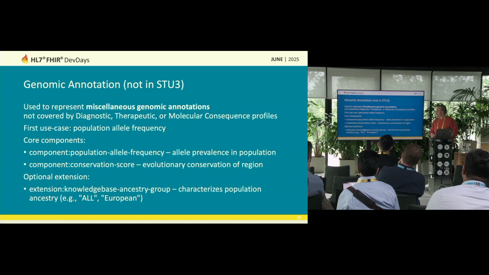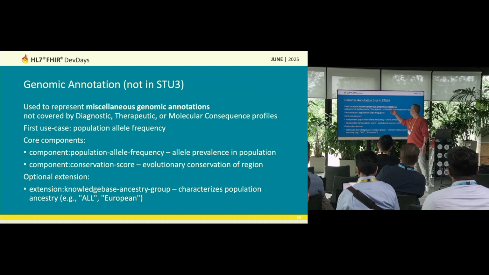The genomic annotation is also another new profile. It's not in STU3, it's rather new. This is mostly used for population allele frequency at the moment. We plan to use it for miscellaneous genomic annotation, so everything which is not a diagnostic, therapeutic, or molecular consequence will then be a genomic annotation.